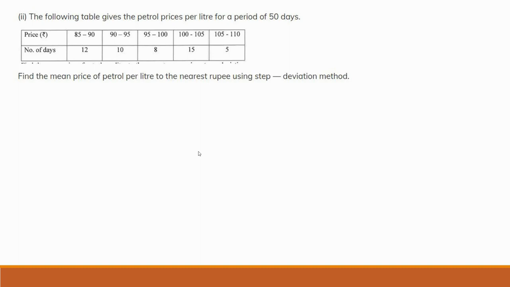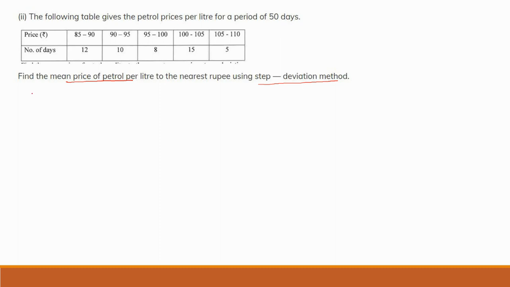The following table gives the petrol prices per liter for a period of 50 days. For 85 to 90 it is 12, 90 to 95 is 10, 95 to 100 is 8, 100 to 105 is 15, 105 to 110 is 5. So they have given a range of price and number of days. Find the mean price of petrol per liter to the nearest rupee using the step deviation method.